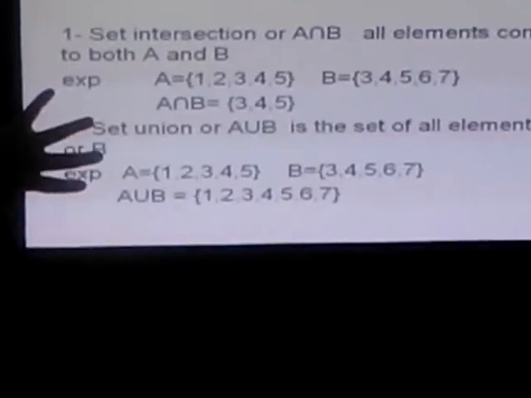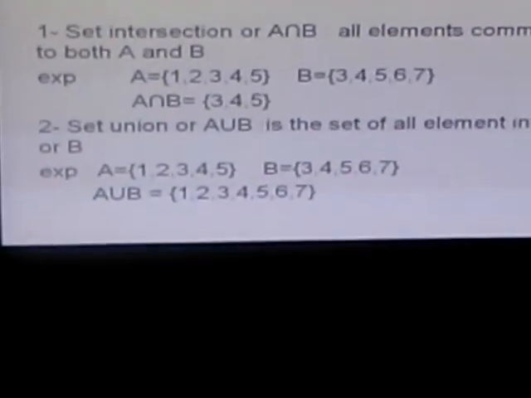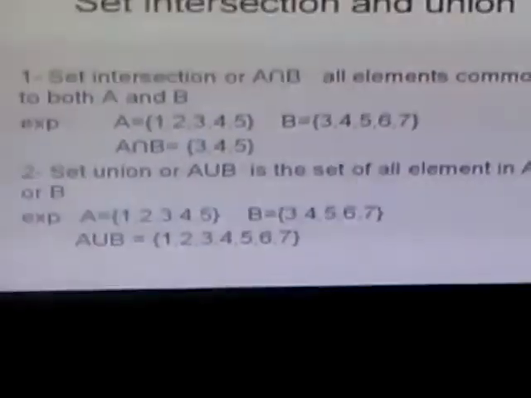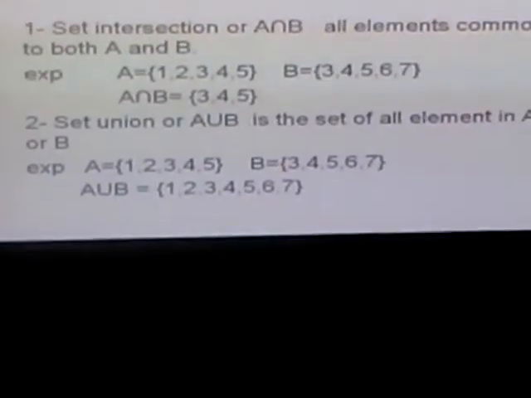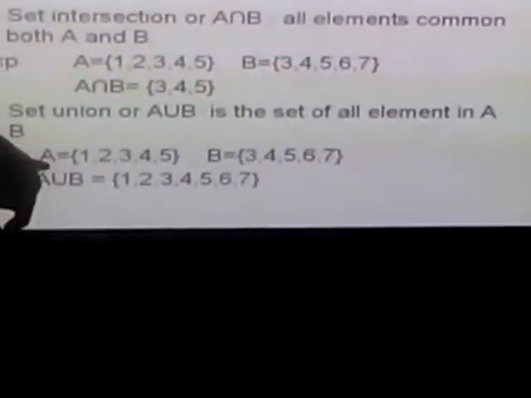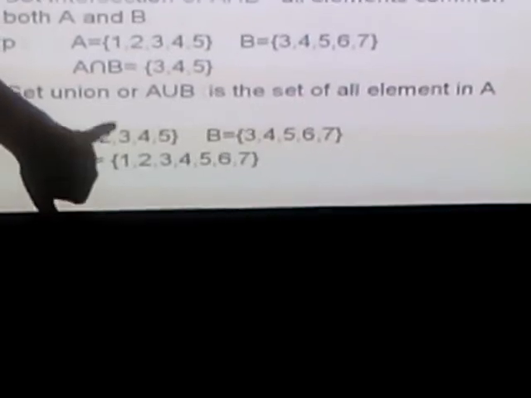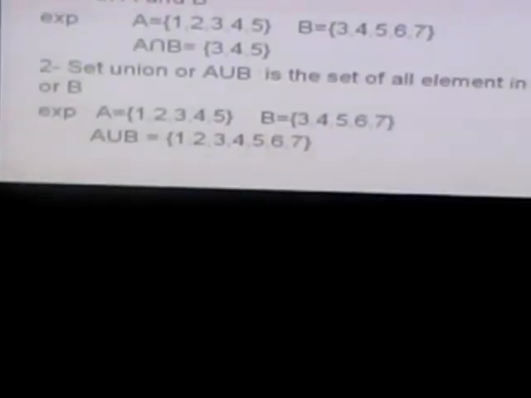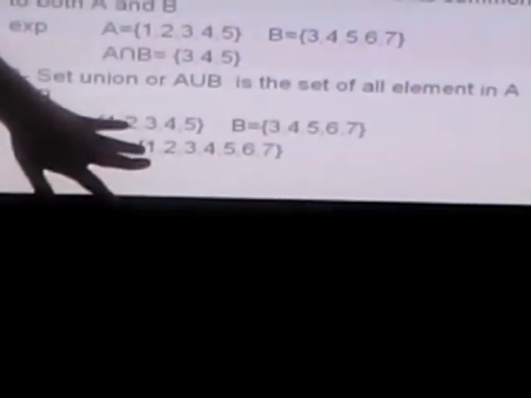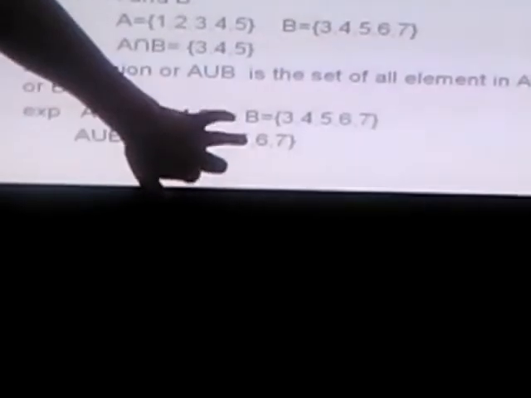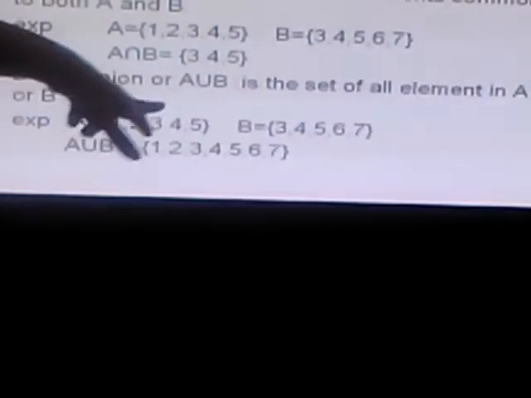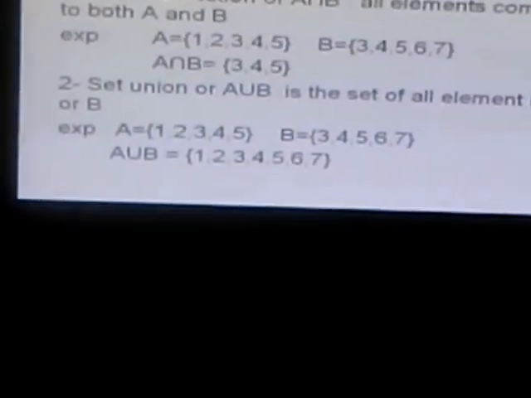And the union is the set of all elements in A or B. So we have, for example, A equal 1, 2, 3, 4, and 5, and B equal 3, 4, 5, 6, and 7. So the union between those two sets is going to be 1, 2, 3, 4, 5, 6, and 7. We're not going to repeat those three elements because we have them in both sets.